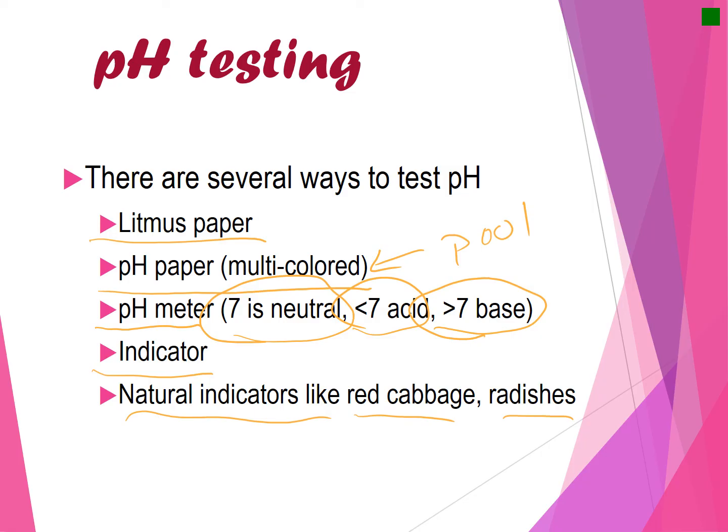What's really cool about these natural indicators is that they can actually tell you the pH. I like the one with blueberries because I've done blueberries a lot. If you have a blueberry, that is very basic.